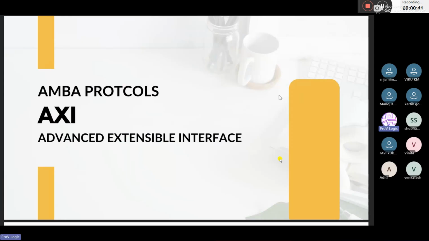We even went through the RTL design for the entire functionality of bus transfers, and also completed the verification in UVM. So I think you don't have any doubts in AHB protocol. So today we are going to start with the AXI.